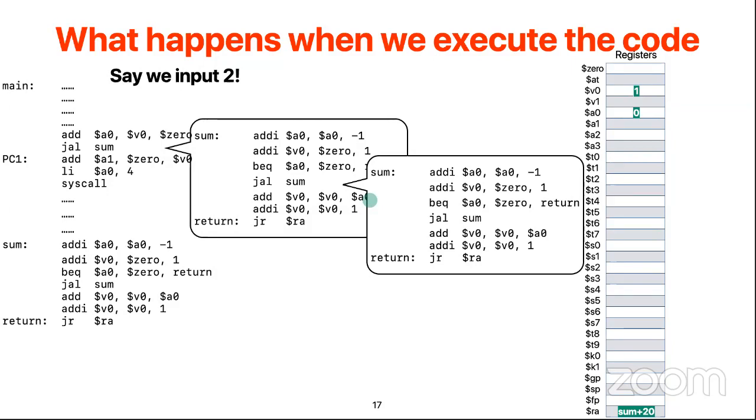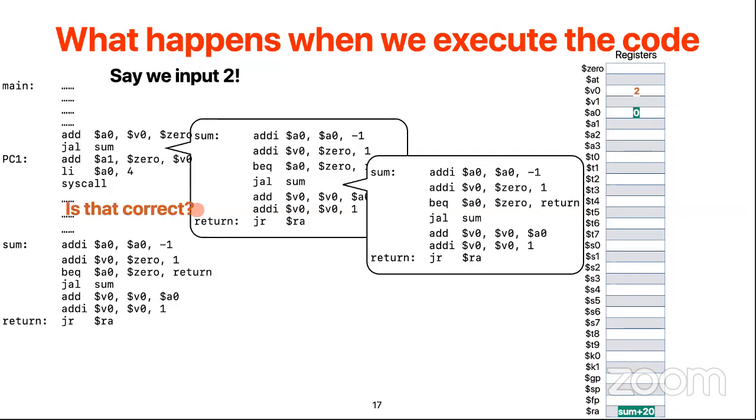And this time, A0 is indeed 0, right? So we are going to return. And when we return, we are going to jump to the return address, which is sum plus 20. So we get back here. And then when we try to add, we are adding V0 and A0 and putting it back to V0. V0 is currently 1, A0 is currently 0, so we get a result of 1. And keep going, we are adding 0 to V0, which is 1, so we are getting 2, right?